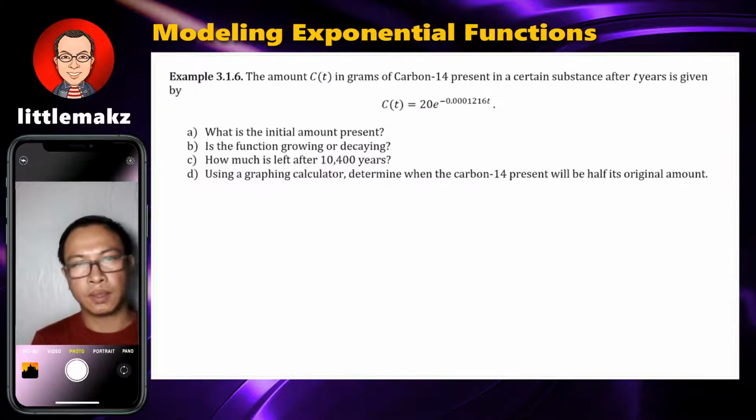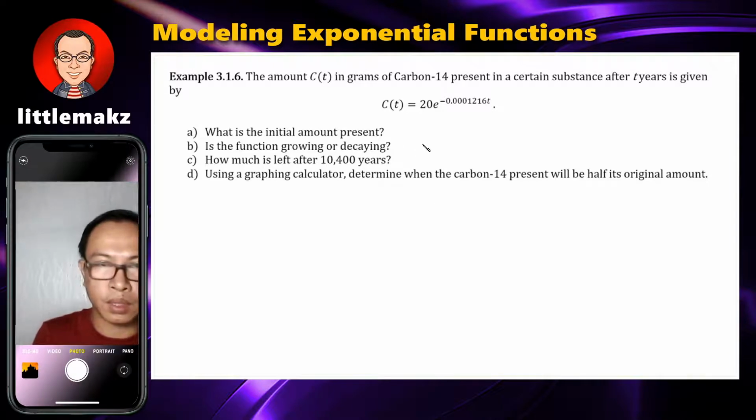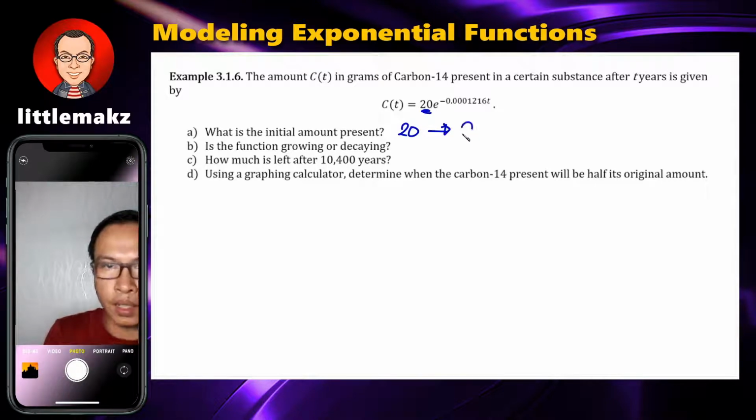Alright, now we have here a problem about carbon-14 present in a substance. So again, we have C of t is equal to 20 times e raised to the negative 0.0001216 t in that case. But first of all, we try to answer the following questions. What is the initial amount of our carbon in that case? The initial amount would be, of course, your 20, because this is your A.